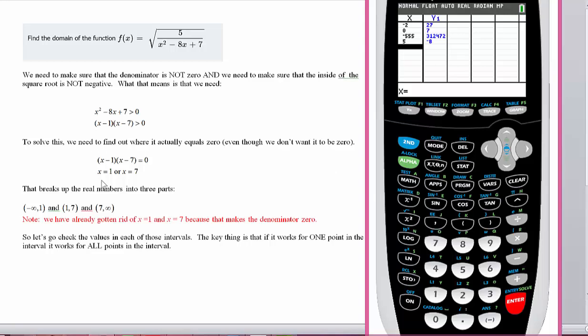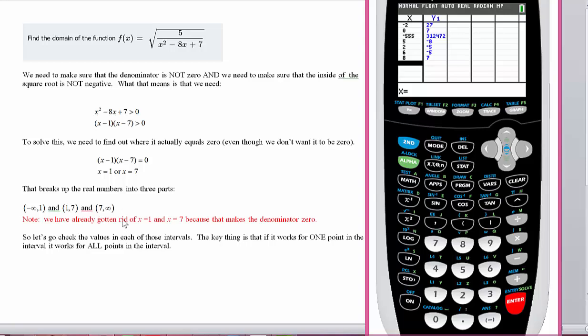Now again, I could have picked anything in here. Let's check x equals 2. This one's going to be negative also. Negative 5. Let's check x equals 6. That's also negative. So this interval is not good, and therefore we want to check 7 to infinity, see if that one's good. Let's go ahead and check 8, and that's positive.